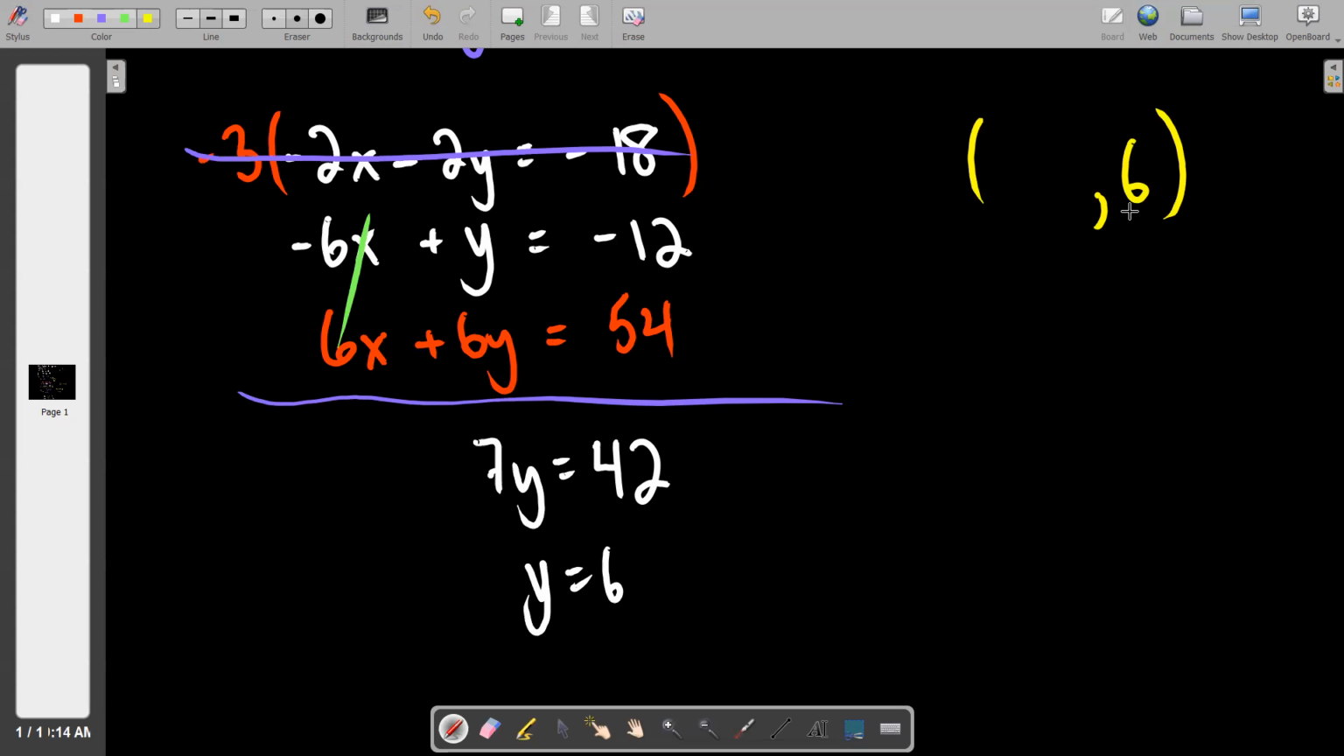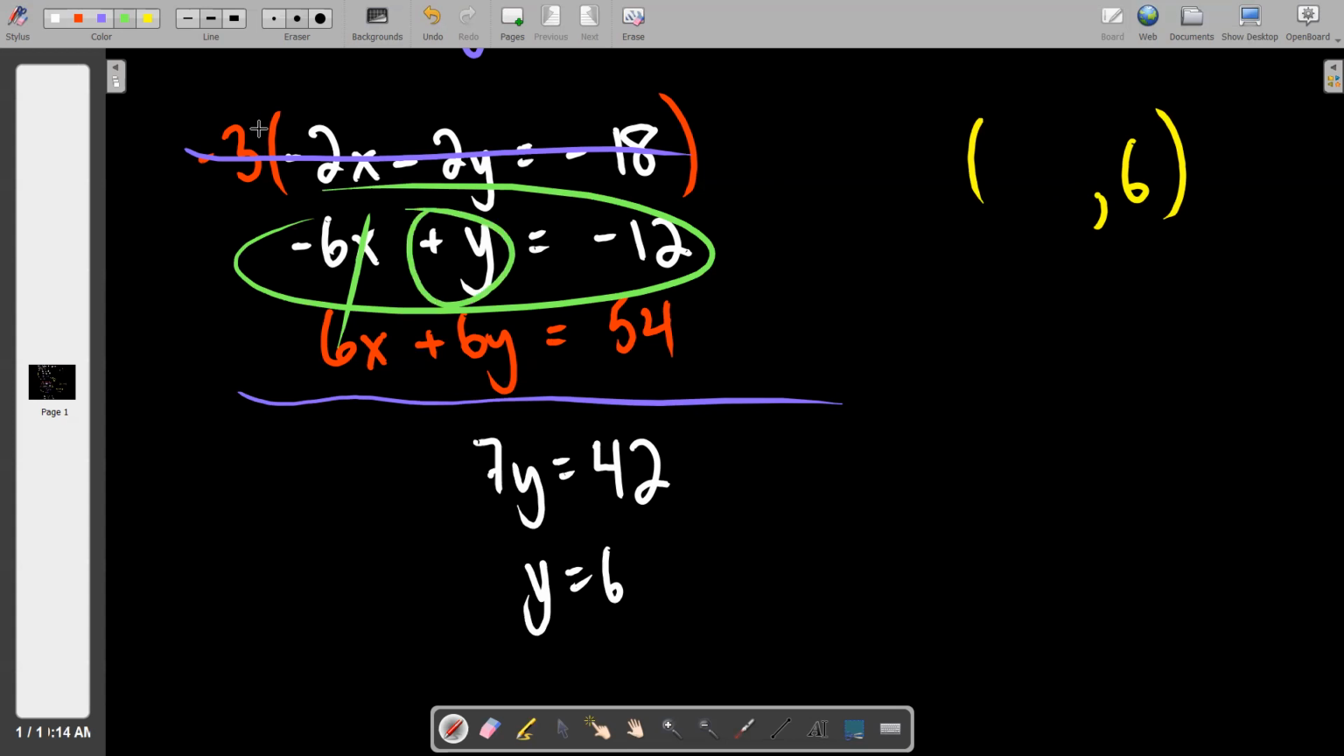I would say that I feel pretty attracted to this equation. It just looks the most enticing to me. So I'm going to use that one. So I'm going to take the 6 and put it in place of the y. So the equation will now say -6x plus 6 equals -12.